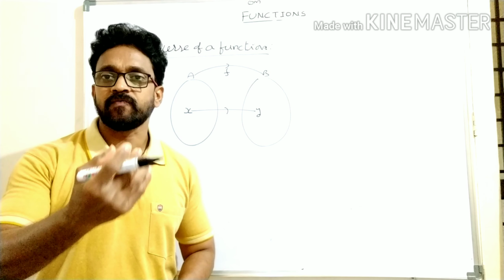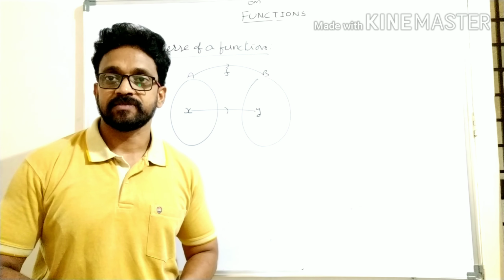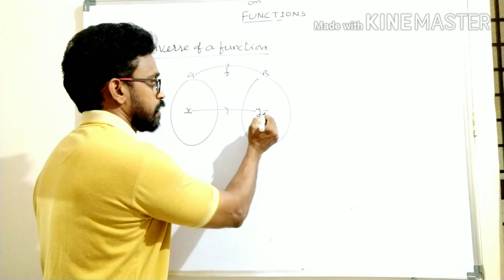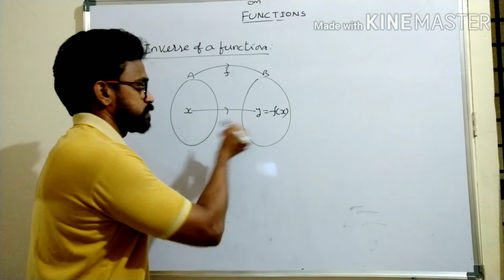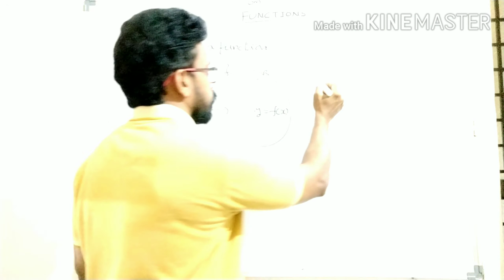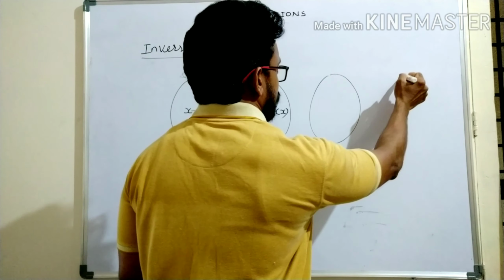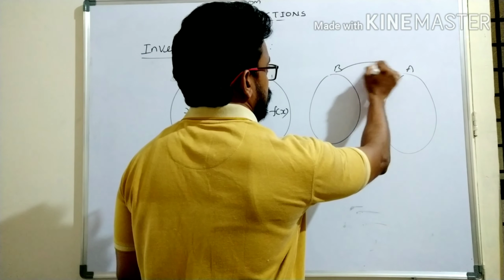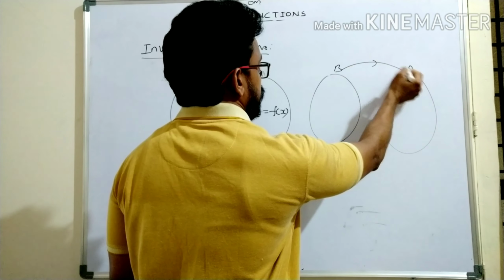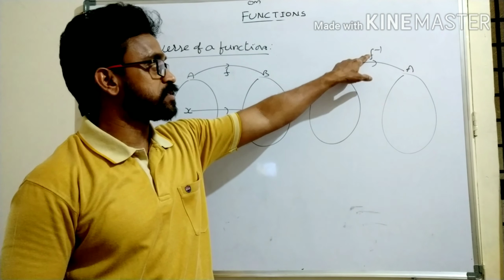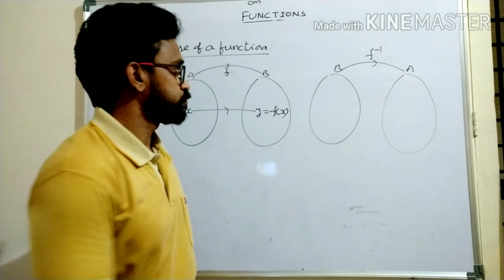Generally, how do we write the image of x under f? Y is equal to f of x. f of x is the image of x. Okay. Now, interchanging domain and codomain, f inverse is a mapping from B to A.